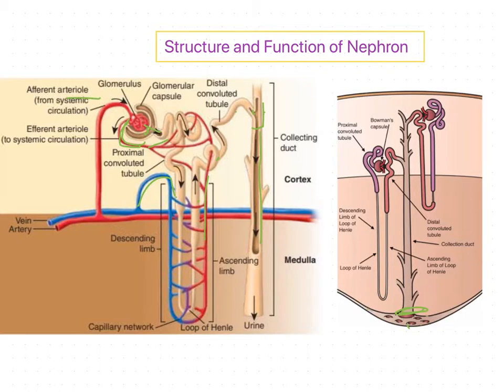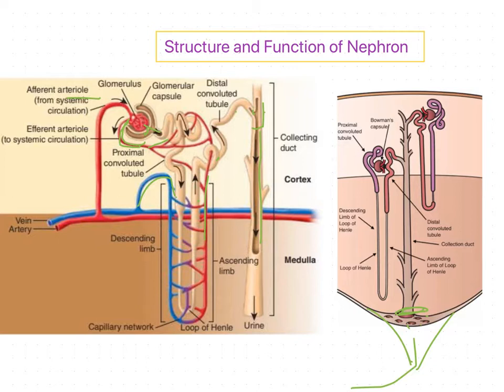Through the renal papillae, it opens into the minor calyx. From the minor calyx, it enters the major calyx, and then finally into the ureter. So these are the functions of the glomerulus.